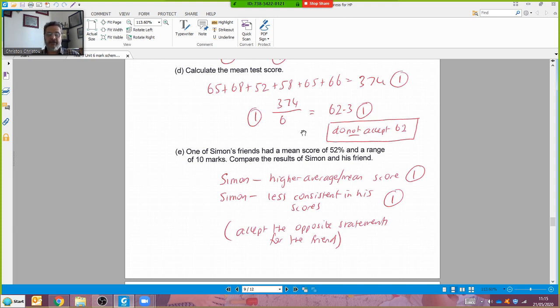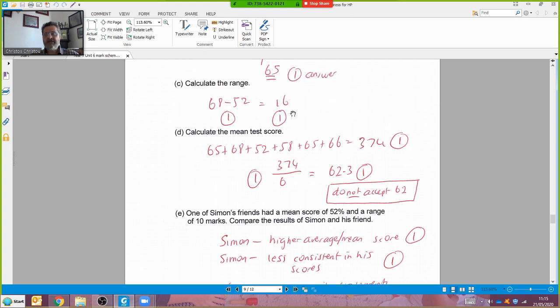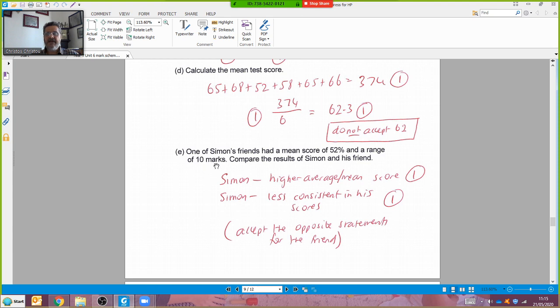But let's look at Simon's range. His range of results was 16 marks. His friend is only 10 marks. So I'm sticking with Simon. Simon was less consistent in his scores. Simon's results were not as consistent. Or you could say, of course, Simon's friend is more consistent. But if you keep changing the subject of the story, then you might get mixed up. So I just stuck with Simon. I could say here, Simon's friend has got a lower mean score. Simon's friend is more consistent in his scores. Okay, you can do that. That's why I said accept the opposite statements for the friend.